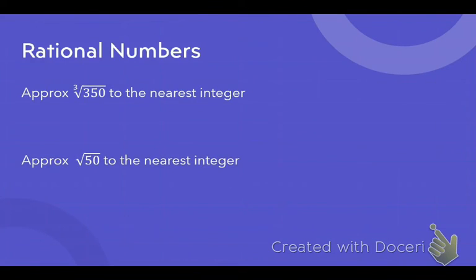So the cube root of 353, is that closest to 6, 7, 8, or 9? Write it down on your desk. Write it down on your desk. Square root of 50, is that closest to 5, 6, 8, 4, or none of the above?